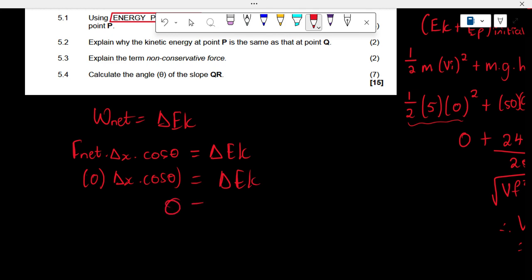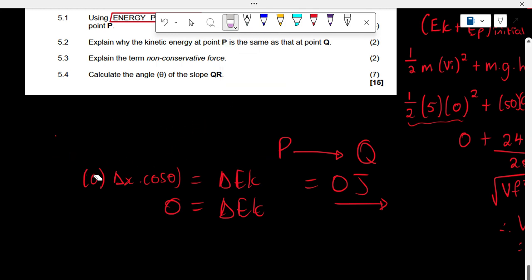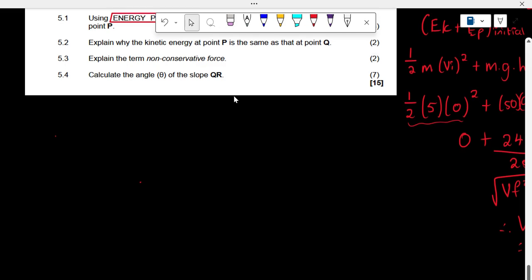So if this is 0, then the whole thing is 0 and delta EK will then be 0. So the change in kinetic energy from point P to point Q will then be equal to 0 joules. Hence, the kinetic energy at P would then be equal to the kinetic energy at Q. So in this case, in order for you to write this in a proper way to explain your answer, you would then say, since the frictional force from P to Q is equivalent to 0.